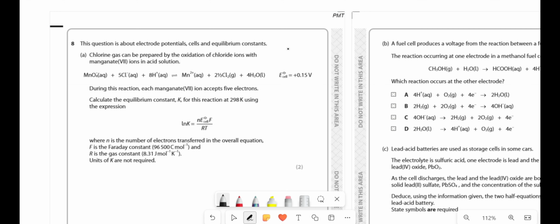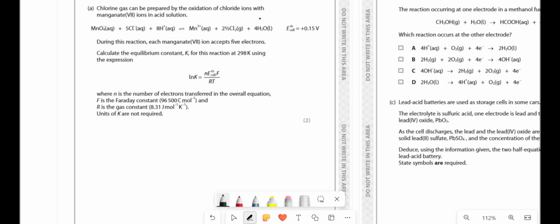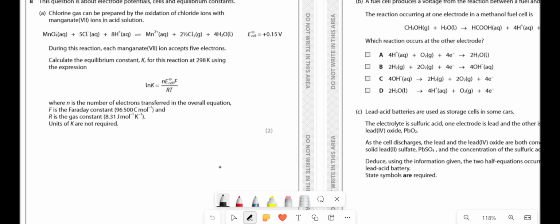So this question is about electrode potential cells and equilibrium constants. Chlorine gas can be prepared by oxidation of chloride ions with manganate as shown in this equation in acidic solution. This H+ here tells you that it's acid solution, so sometimes, just a side point, another question might be like, state what conditions this should be done in: acidic, because there's an H+ there. Okay, so here we need to substitute the right values into this equation.